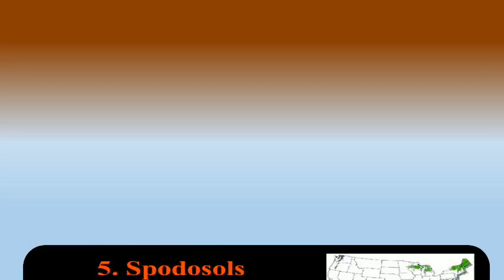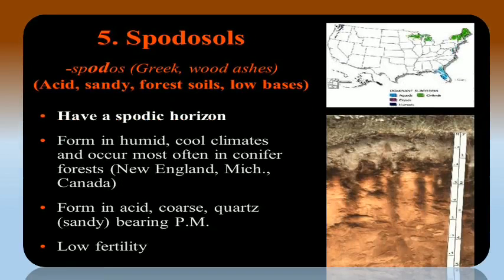The fifth one is the spodosols. Spodosols have a spodic horizon. It is usually formed in humid, cool climates and occurs most often in conifer forests such as in New England, Michigan, and Canada. It is formed in acid, coarse, quartz, or what we call sandy parent material. It has low fertility.